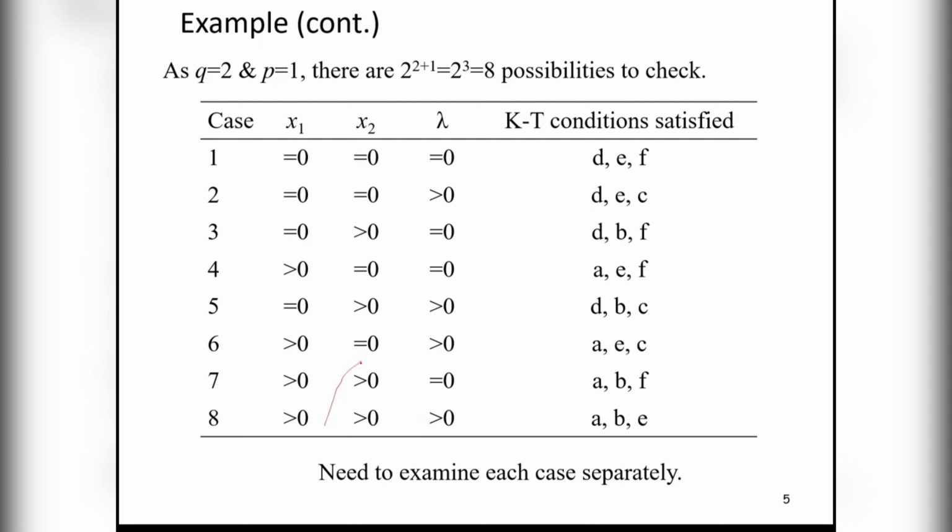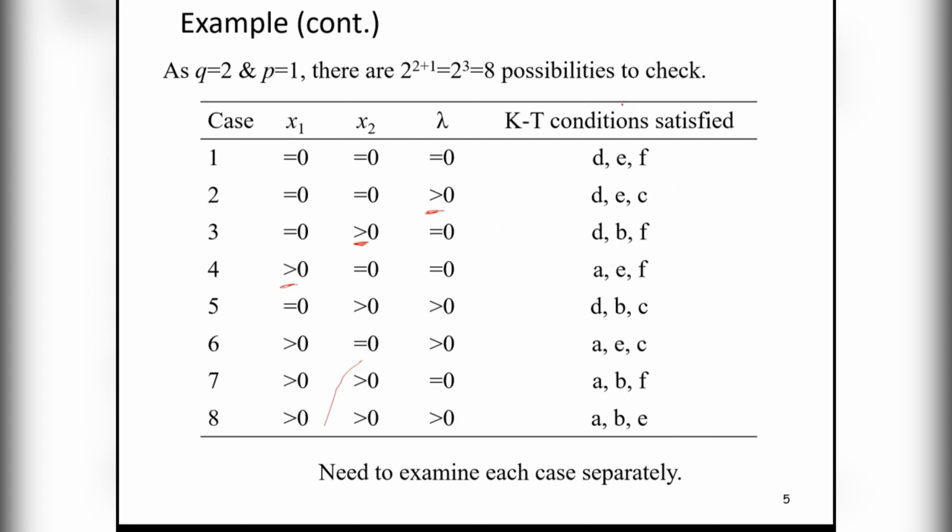If we look at these, then we find that if we have all these possibilities, for case 1, everything is 0: x1, x2, and lambda. Then we change this lambda first, then we change the x2, leaving the other two 0, then the x1 is greater than 0, so it's positive, and the other two are 0, and we look at all those possible combinations, of which there are 8. All right, and these are the Kuhn-Tucker conditions that they satisfy.